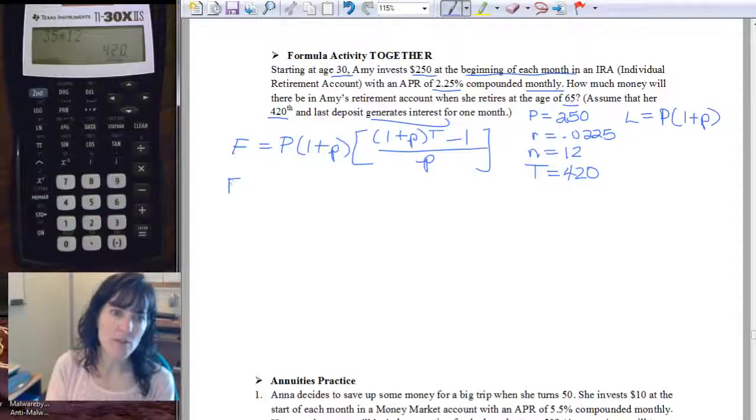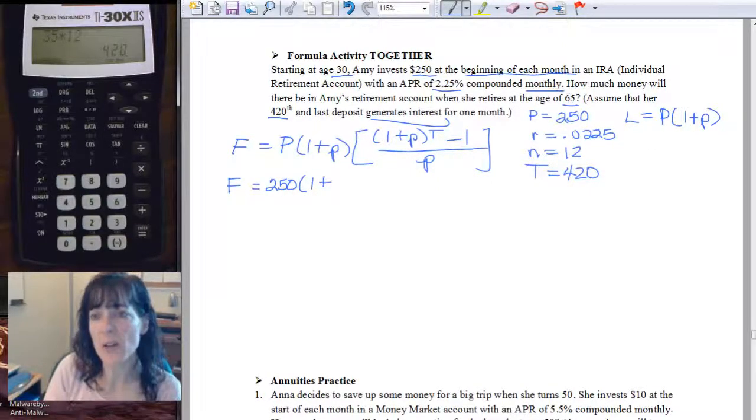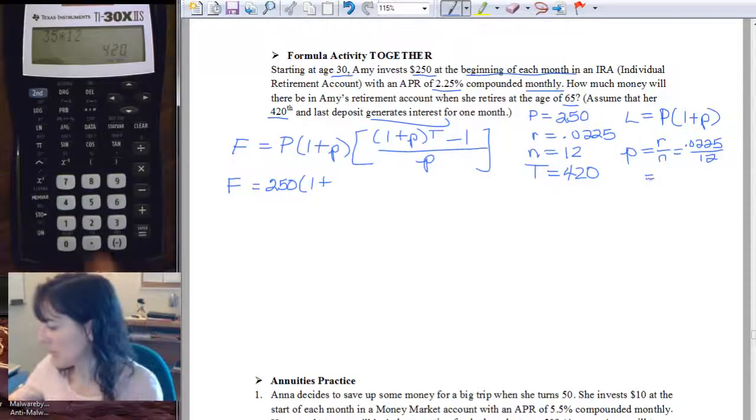So I don't know my F again. My big P was the $250. 1 plus, I didn't calculate my little p yet, I should do that. That's R over N, so it's going to be 0.0225 over N was 12. So let's calculate that.